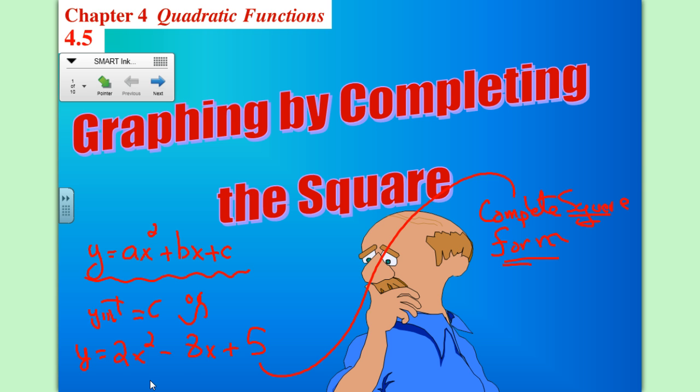How do I do that? It involves completing the square. We will use that skill again. All right? So we'll maybe come back to this question at the front of the slide and we'll have a look at this again. Okay?